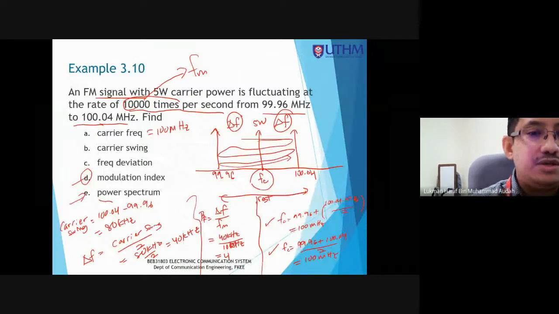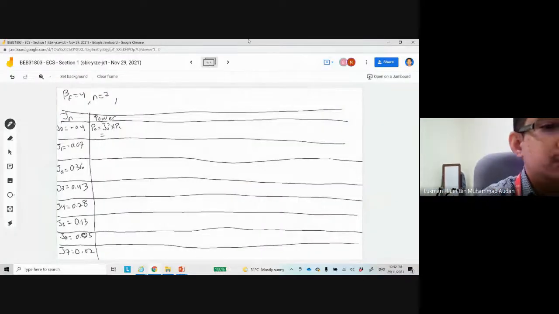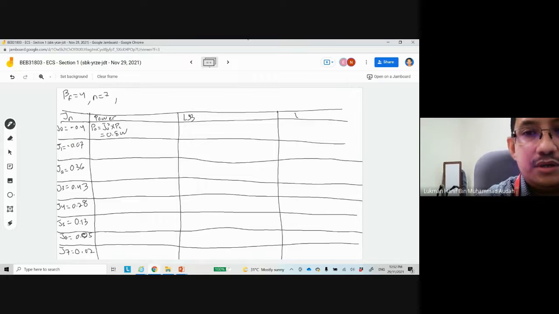So PC is equal to 5 watt dalam soalan. 5 watt. So negative 0.4 squared multiplied with 5, you will get 0.8 watt. And then from here you can see LSB dan juga USB. Okay, LSB dan USB. So this is the center frequency.